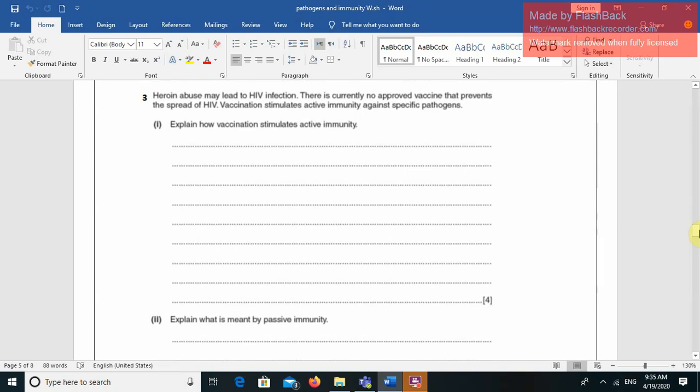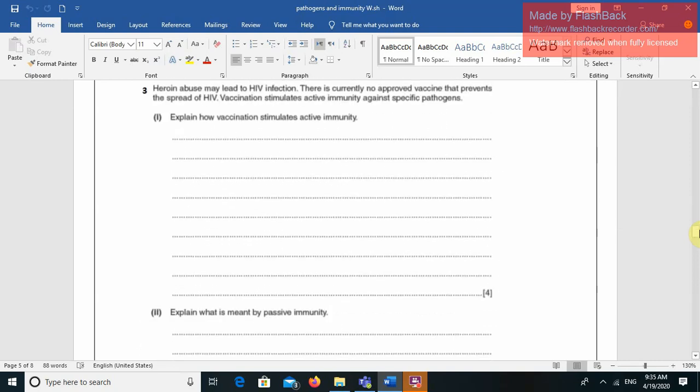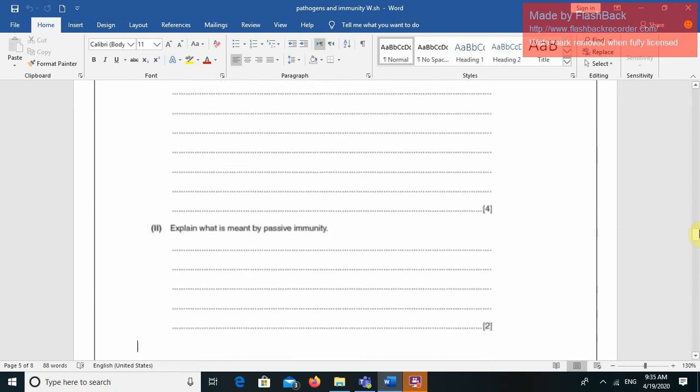Number three, memory cells stay after the infection. And number four, eventually we have long-term immunity. We stop at these points. We don't talk about further. So whenever you are asked how vaccine stimulates active immunity, you should answer in this way.